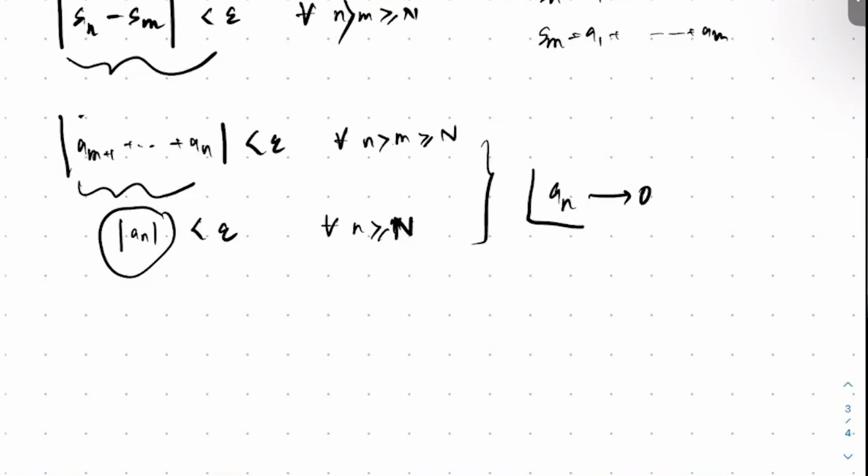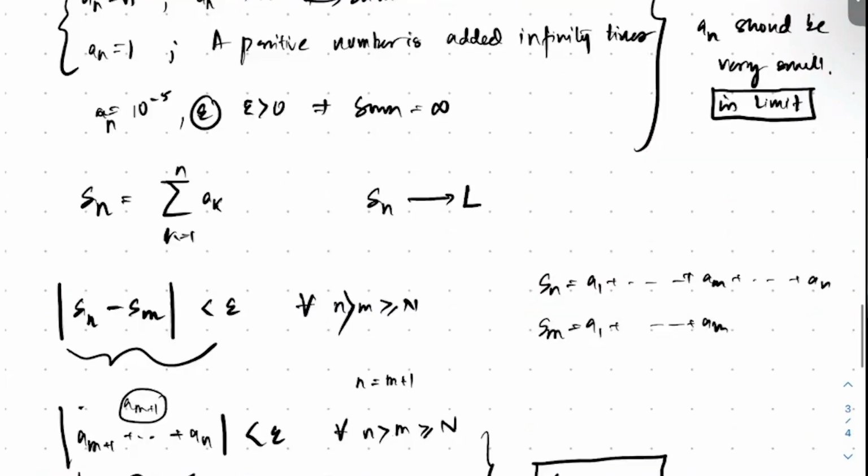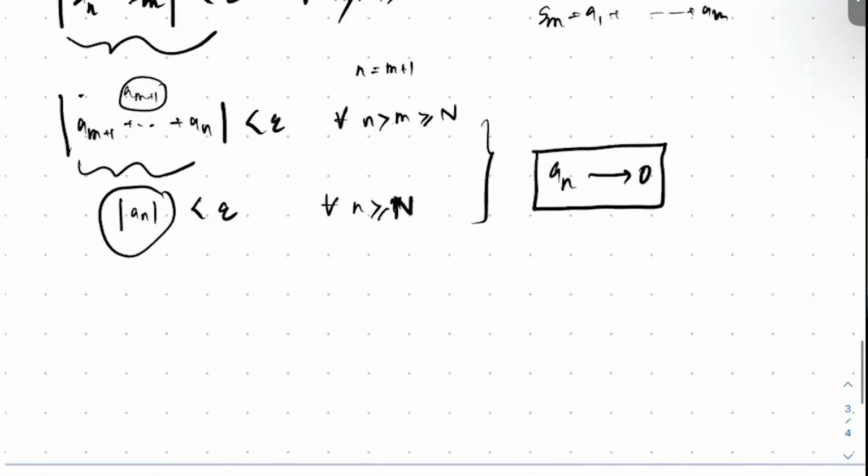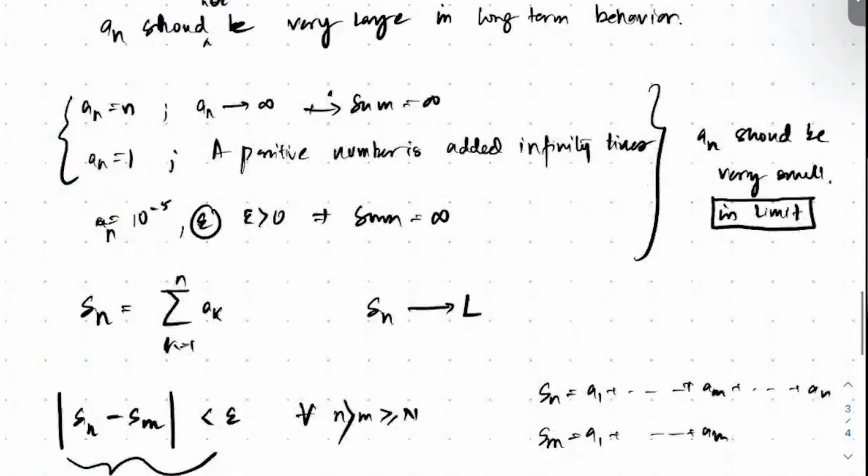So what it means mathematically is, you just take n to be m plus 1. If you take n to be m plus 1, this turns out to be just am plus 1. That means am plus 1 is less than epsilon for n greater than or equal to that. In some sense, that's exactly what it means that an is going to 0. We are using the Cauchy definition of this. Okay, an is going to 0.